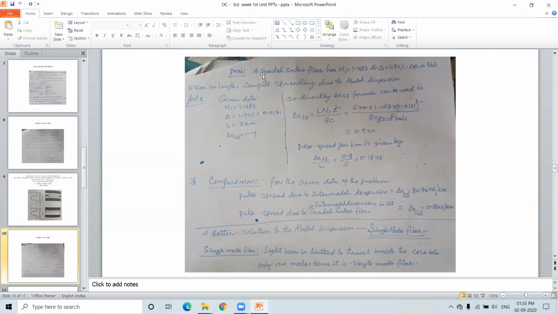So now let's see the problem. A gradient index fiber has N1 as given, delta as given, for a length of 5 kilometers. Compute the pulse spreading due to the modal dispersion. Clear? All the parameters are given. Simply plug all these parameters into this equation, L N1 delta squared by 8C.